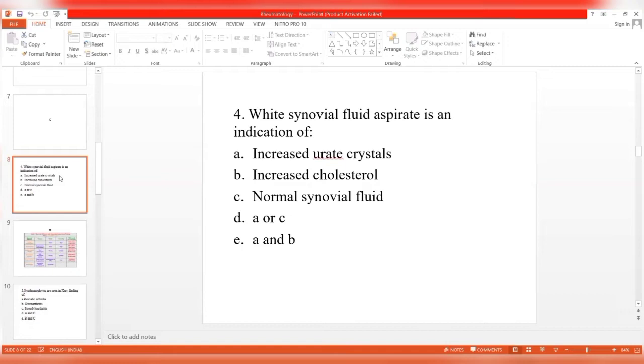We have already said that normal synovial fluid is colorless, or it is pale yellow in color.